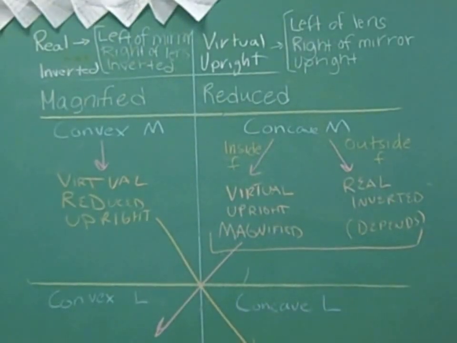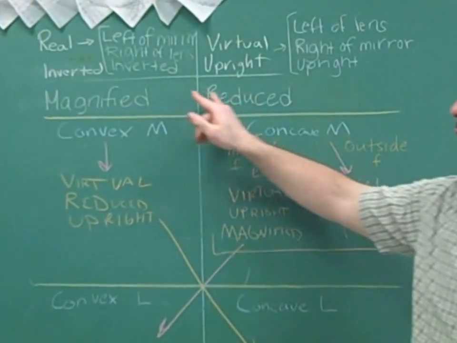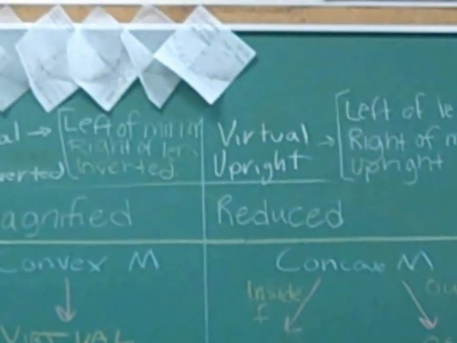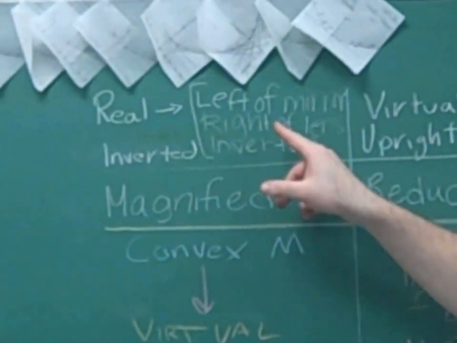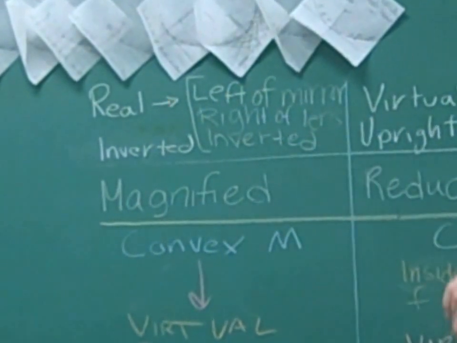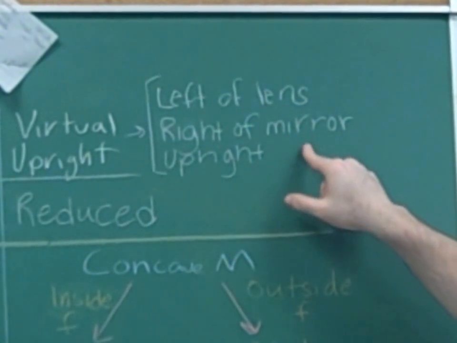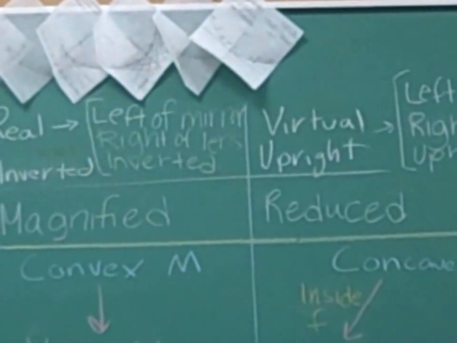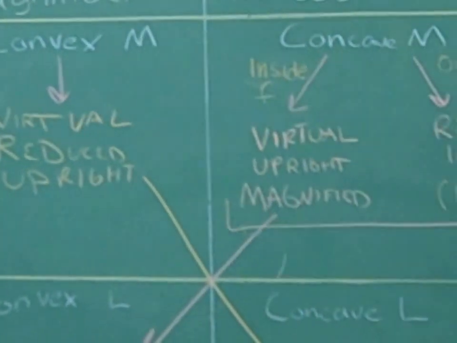And welcome back. Here's a good little summary of what we've done so far. On the top, I've combined the real and inverted, the virtual and upright terms kind of together because they're linked. And you can see for real inverted, it's left of a mirror, that area, right at the lens, which means it's inverted. For virtual and upright, virtual is left of lens, right of mirror, and also upright. Magnified and reduced are their kind of own separate categories, so leave them separate. And these are the situations you can see for lenses and mirrors.